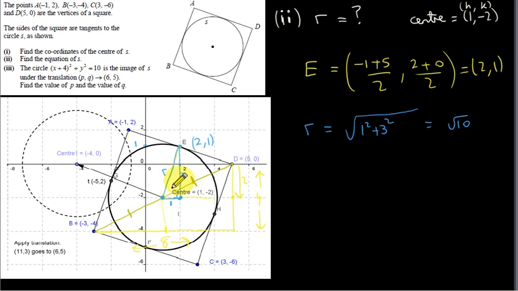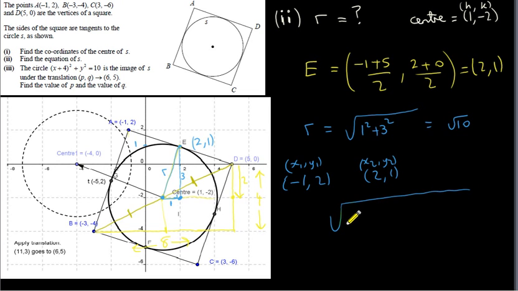Of course, we could have used the distance formula. You could write down the two points, minus 1, 2, label them x1, y1, and the other point is 2, 1. Label it x2, y2, and then plug them into this formula. Square root of x2 minus x1 squared plus y2 minus y1 squared. So that's R.